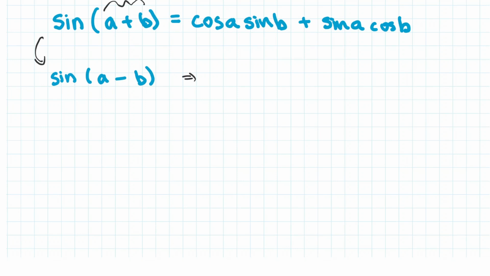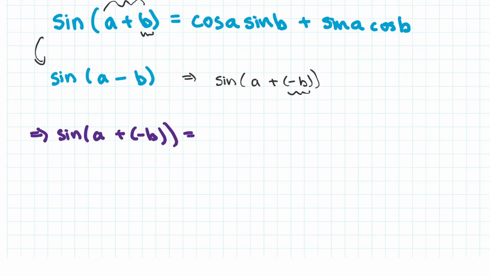Well, it's actually pretty simple. We can rewrite this as sine of A plus negative B, so that our second angle, our B, is now negative B. So let's take a look at that. As a result, following our identity, we are taking sine of A plus negative B, and this equals cos A sine B, where our B is now negative, and then plus sine A cos B, and in this case our B is negative again.